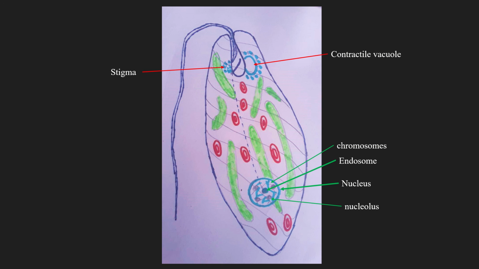Again, there are some cytoplasmic inclusions in the body of this Euglena. One very important structure is the chloroplast. Many chloroplasts are suspended in the cytoplasm, green bodies called chromatophores or chloroplasts, due to which the Euglena gets its green color. These contain chlorophyll A, chlorophyll B and beta carotene. They are slender in structure and found scattered in the cytoplasm.